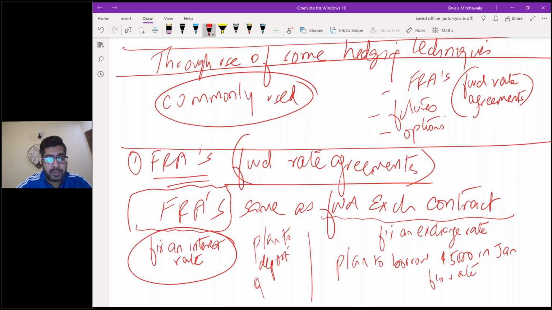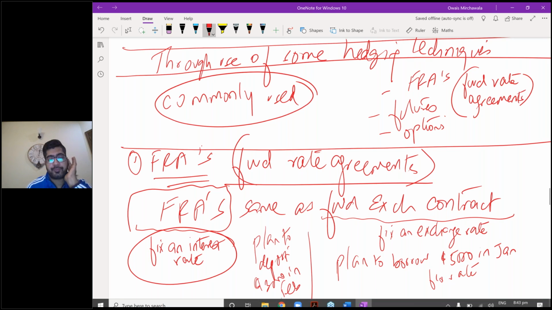Similarly, you plan to deposit $3,000 in Feb. What is the risk? The rates may go down. You fix a rate. Okay, let's fix a rate. Enter into a forward rate agreement at 8%. The rate is fixed at 8%, no matter how far the market rate falls, you'll still get 8%. This is FRA. Okay, now how to deal with FRA in the exam?